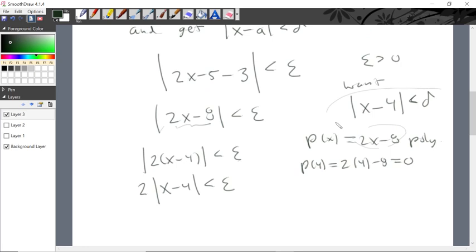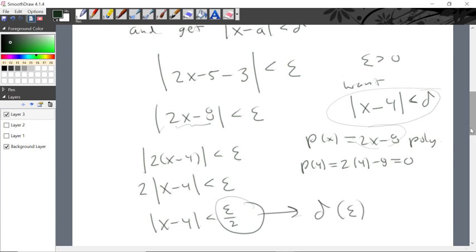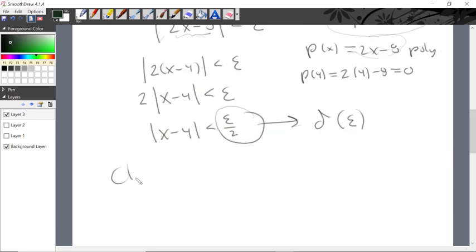Now what we wanted was a statement that says the absolute value of x minus 4 is less than something, where that something is a function of epsilon, and we've got it now, because we can divide both sides of this by 2. The absolute value of x minus 4 is less than epsilon over 2. Therefore, epsilon over 2 is our delta as a function of epsilon. Okay? So we have found delta. Choose delta to be exactly half of epsilon.